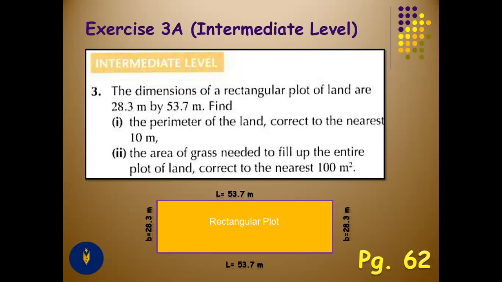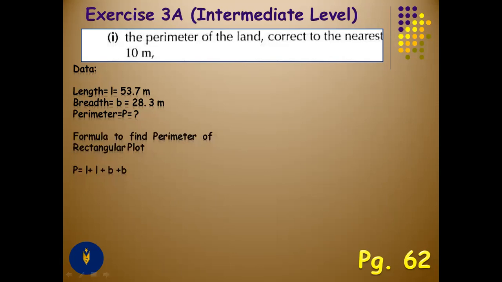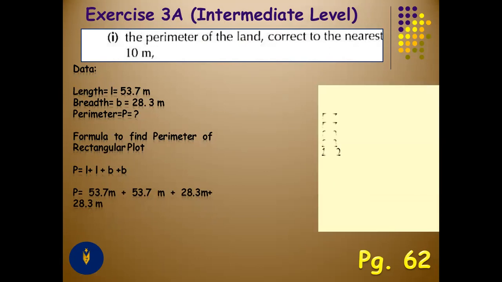So let's solve. The perimeter of the land, corrected to the nearest 10 meter. The data is: length 53.7 meter, breadth 28.3 meter. We have to find the perimeter. The formula to find the perimeter of a rectangular plot is L plus L plus B plus B. Either you may use this or 2L plus 2B. So just put all the values in the formula: 53.7 meter plus 53.7 meter plus 28.3 meter plus 28.3 meter. When you add all of these, you will get 164.0.